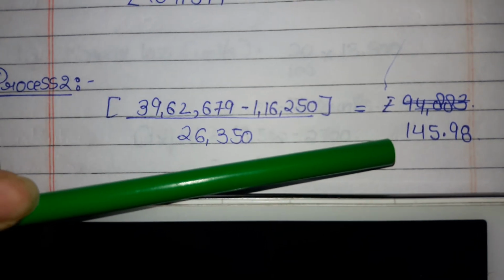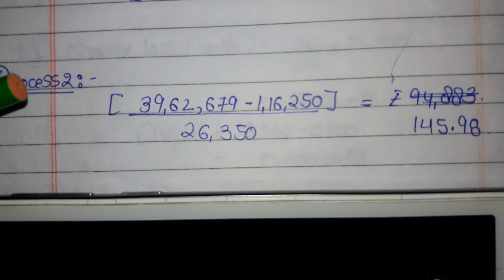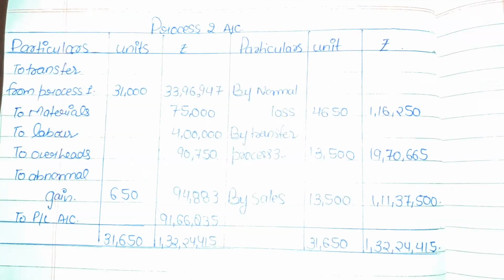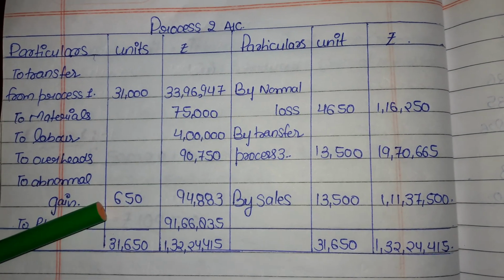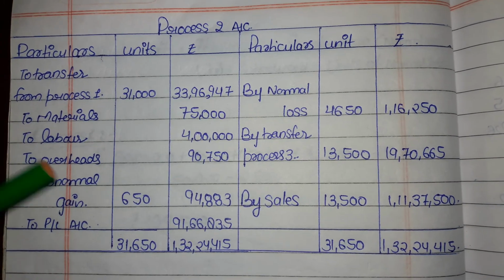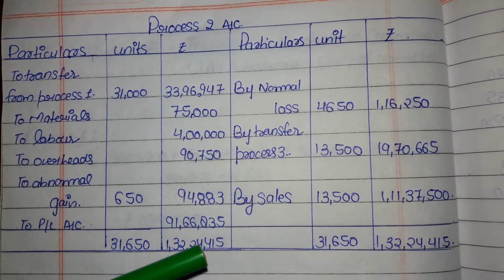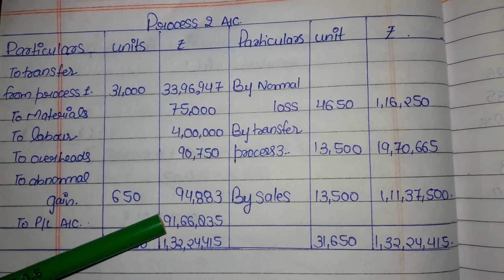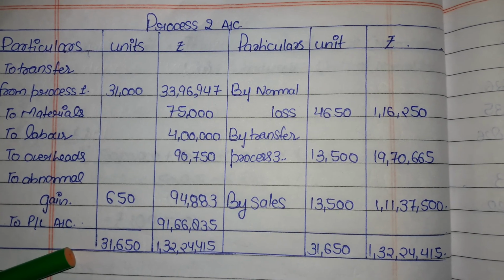145.98. Now we need to multiply this cost per unit by the abnormal gain and transfer to process 3. Here we'll multiply the cost per unit by 650 and by your 13,500. So this way we'll get the whole this and we'll get the balancing figure in P&L account. So this way we make your process 2 account.